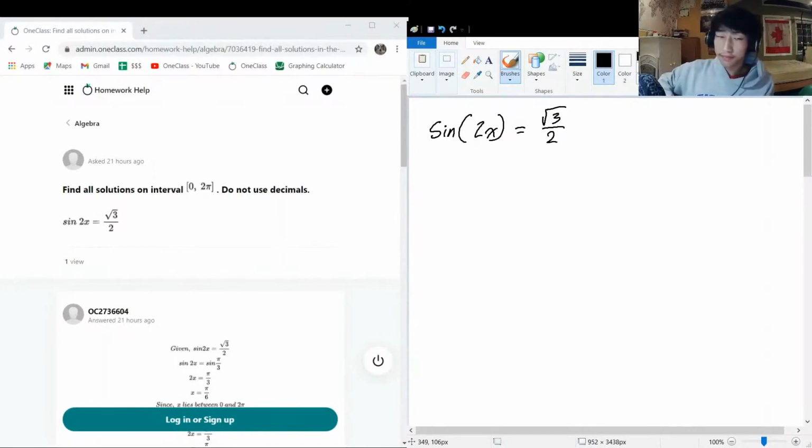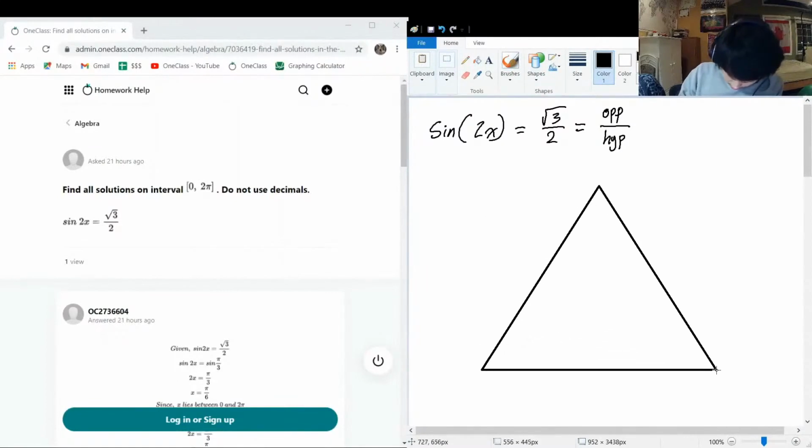Okay, so what do we actually know about what has to be going on here? We know that sine is going to be the opposite over hypotenuse. And root 3 over 2 should hopefully ring some bells, but I'll draw some stuff out to make it more clear. Suppose we have a right angle triangle like this.